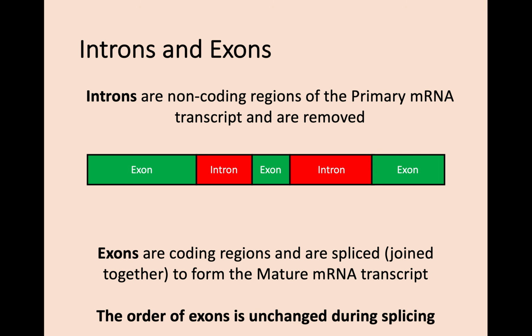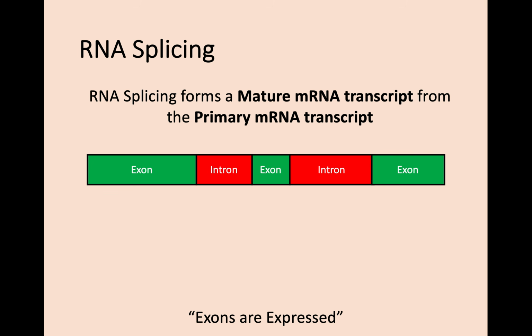And they're going to be spliced, which is basically cut and joined together, to form something called a mature mRNA transcript. So the primary transcript is changed to a mature mRNA transcript. What's important to remember as well is that exons don't change their place, just the introns are removed, the exons remain unchanged in their space, they just get joined together. So one of the ways I like to remember which parts are coding and which are non-coding is that if we're looking at the process of gene expression, exons are expressed, whereas introns are not. Introns are just removed and cut away.